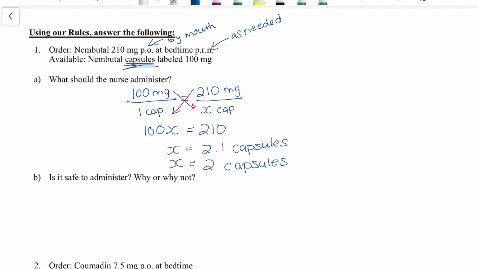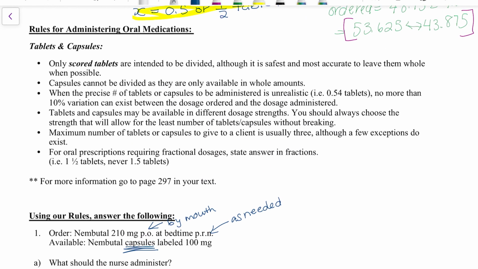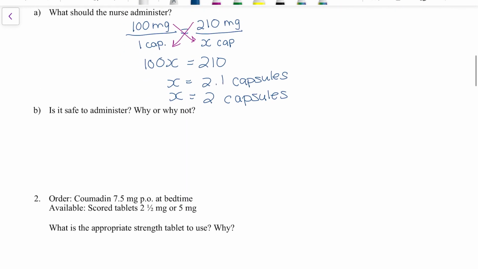The next question is: is that safe? Well, I've given a whole capsule. I haven't split it, so that's fine. Tablets don't apply here, and a capsule cannot be divided, which we did. The next one is the 10% variation, because I've had to round. So let's check it. The first thing I need to figure out is how much medication I am giving them if I give them 2 capsules. 2 capsules at 100 milligrams a capsule gives them 200 milligrams of medication.